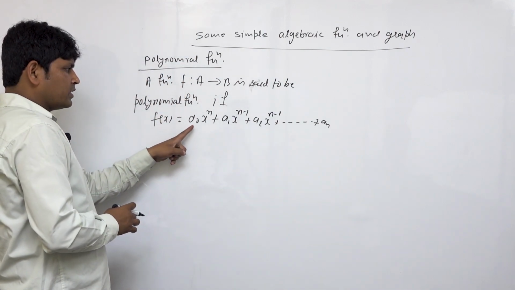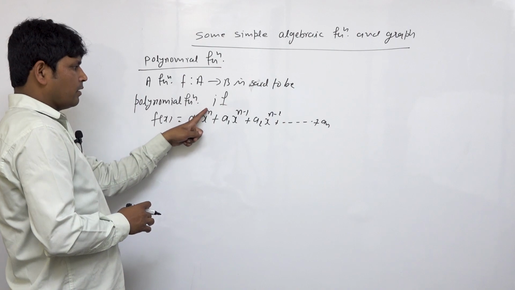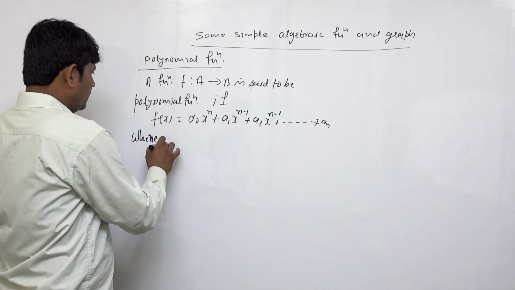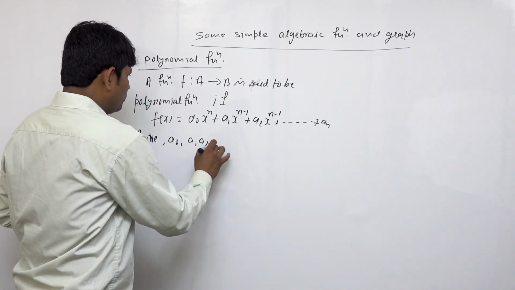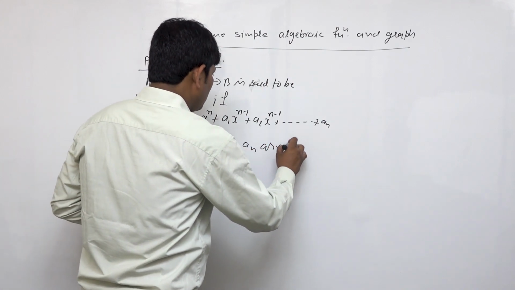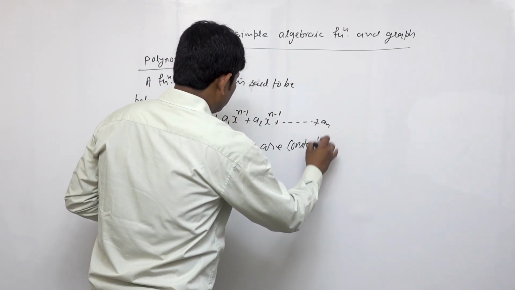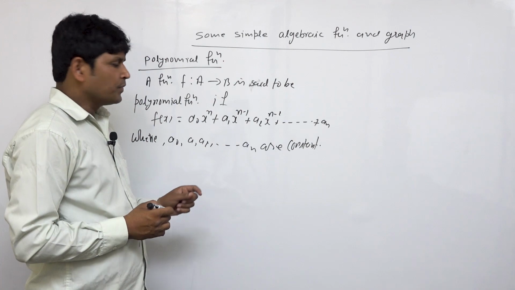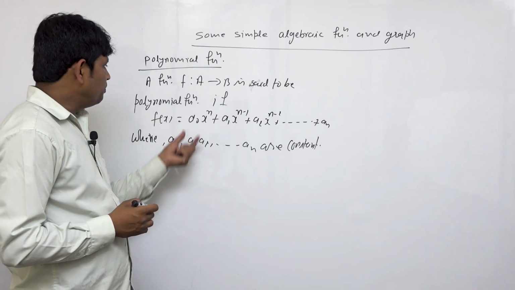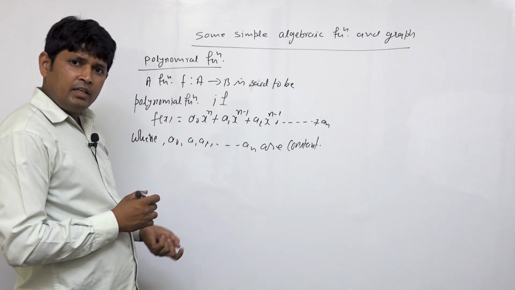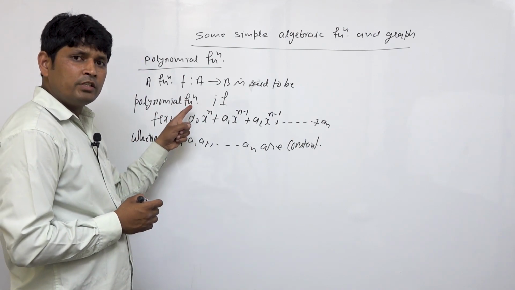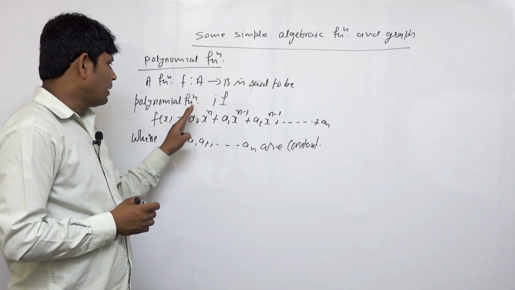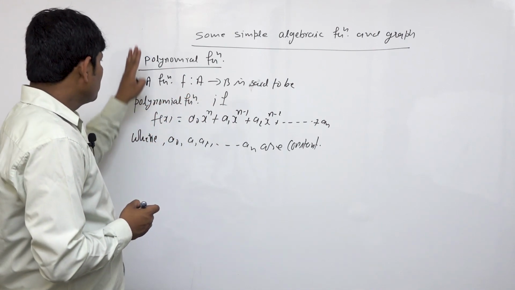We can see here in the polynomial function the power is decreasing, and the maximum power of x is n, where a naught, a1, a2 to an are constants. So f(x) is called a polynomial function where a naught, a1, a2, an are constants. This is a generalized function. If the maximum power is 1, then it becomes linear. If the maximum power is 2, then it is quadratic. If the maximum power is 3, then it is a cubic function, and likewise for powers 4, 5, and so on. So this is a polynomial function.